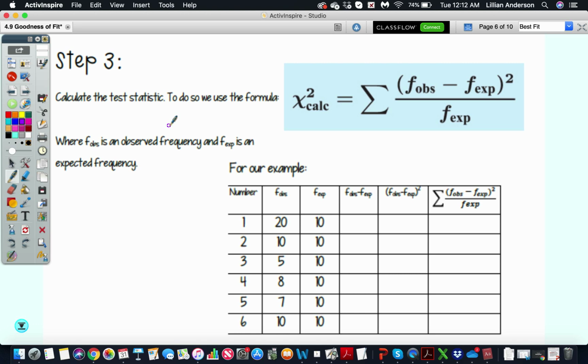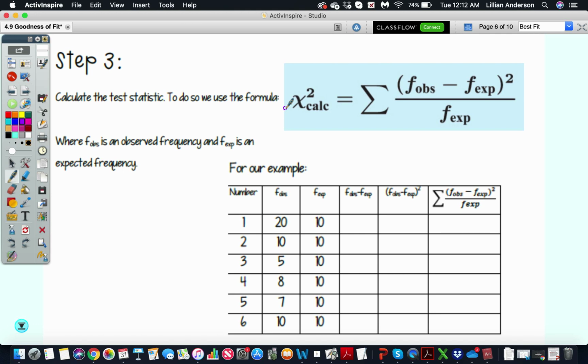So, we're going to calculate the test statistic. We use this formula that you see here. If you notice, this is the exact same setup that you would do to find your test statistic for the chi-square test. But because the directions say use the goodness of fit test, you'll know that you'll need to use this formula, which is a little bit different. It is the sum of your observed value minus your expected value squared divided by your expected value.